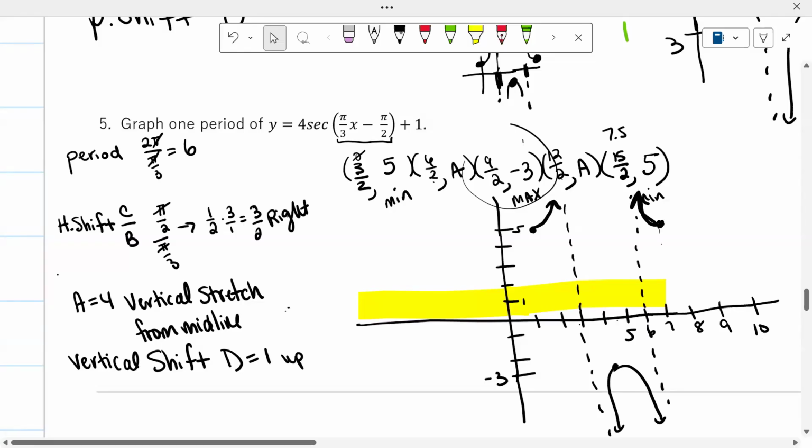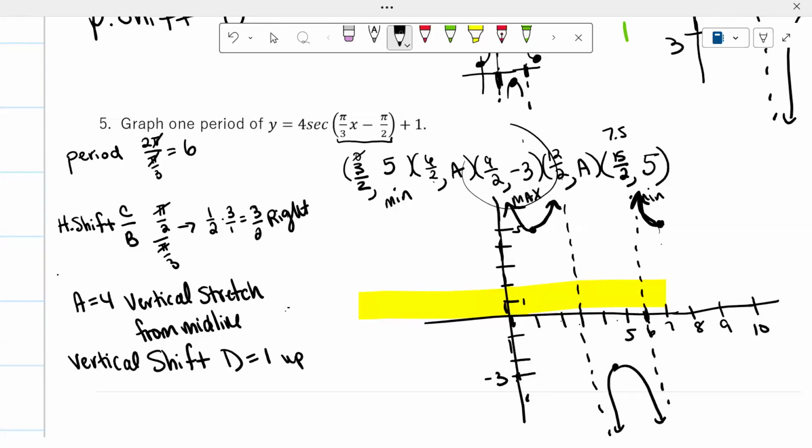Now, we said that our period was 6 units long, right? So this asymptote backs up and is repeated right here. So this is another asymptote. This asymptote is at 3. 6 later is a repeat of that asymptote. And the pattern continues. Okay. All right.